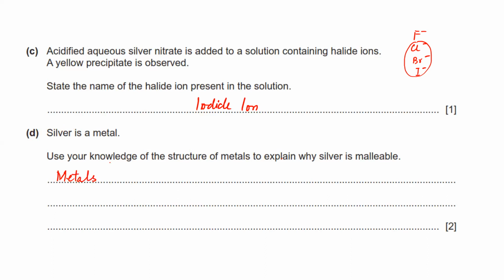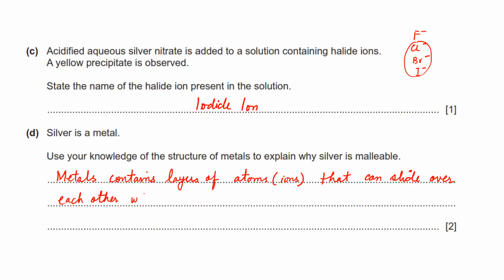Let's write it, and you can always write it in your own words. Metal contains layers of atoms or ions that can slide over each other when hammered or pressed. This makes them malleable. Okay, so this is how we go with it.